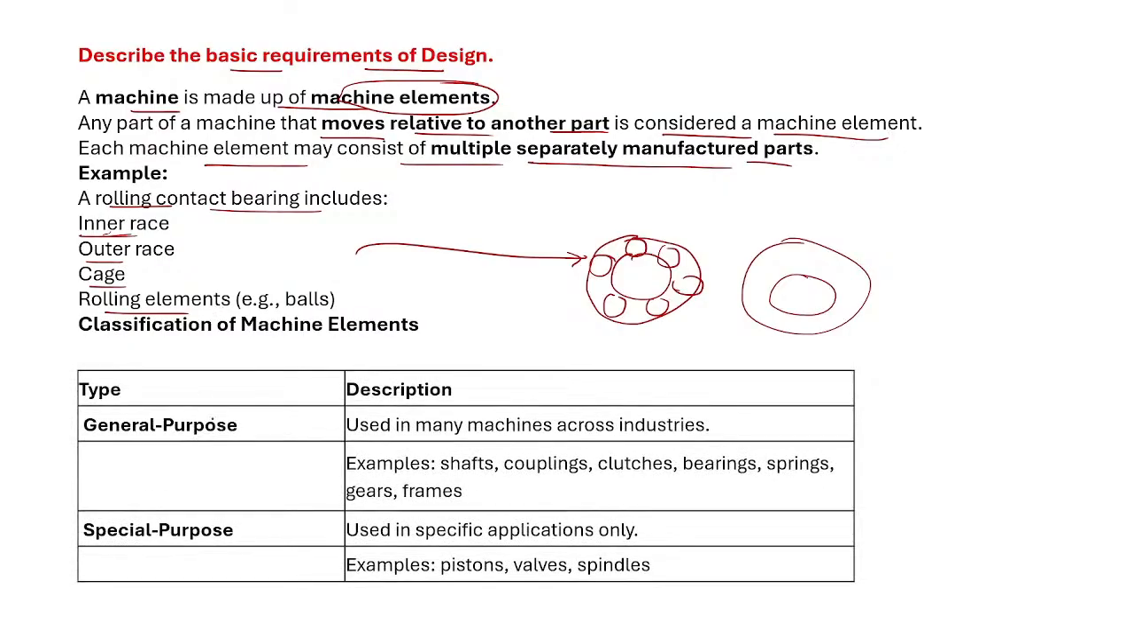Classification of machine elements. Machine elements are classified based on general purpose and special purpose. General purpose could be shafts, couplings, clutches, bearings, springs, gears and frames. These are most of the time found in many of the machines. Special purpose could be piston, valves, spindle. All these are special purpose components. The objective of machine element design is to ensure that the operating capacity is maintained throughout its service life, and it minimizes the manufacturing as well as operating cost.